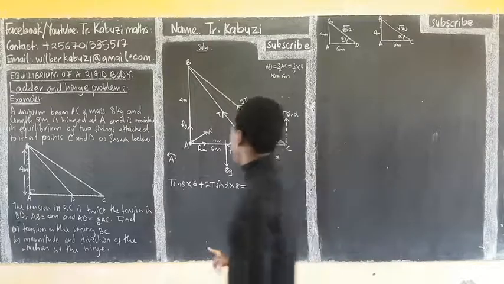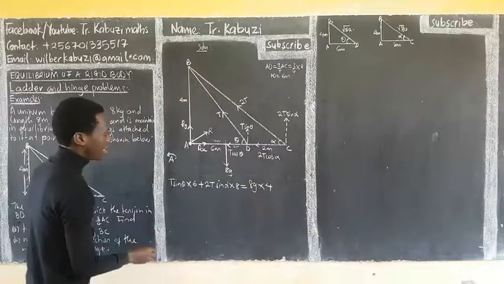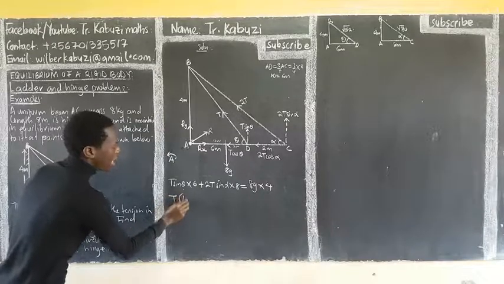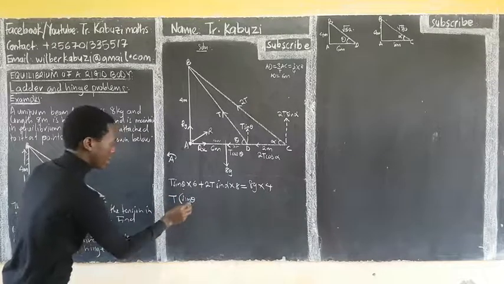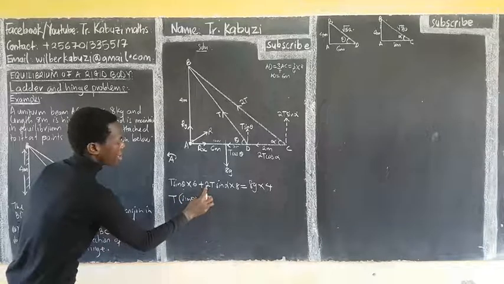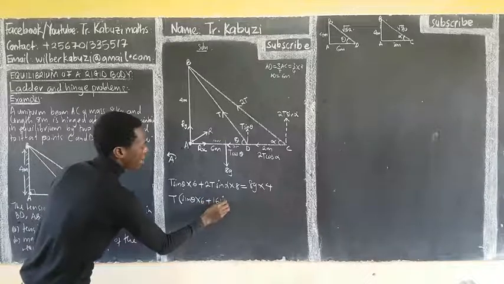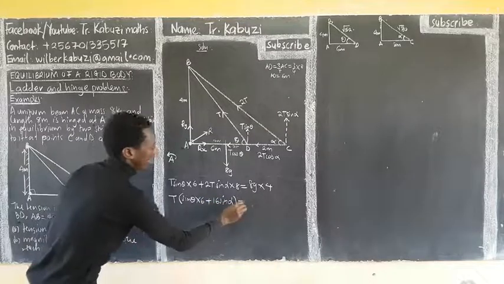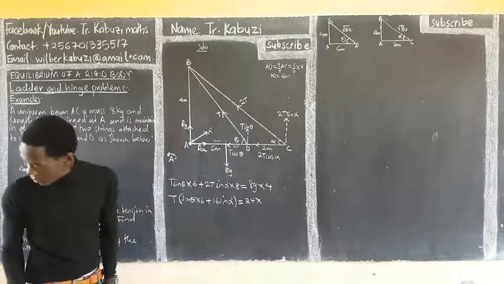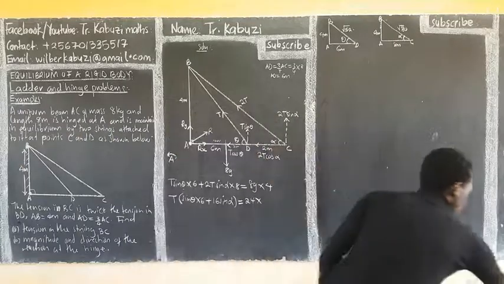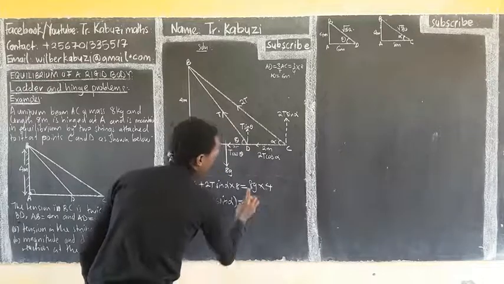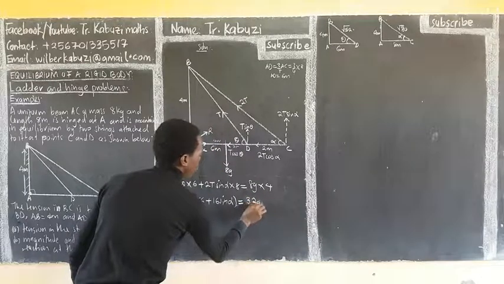So now from here, I can get T. My T is common, so if I factorize out T, I'll be left with sine theta times 6, then plus, this time, 16 sine alpha equaling to 24 times, okay, not 24, that is 32. So I have 4 times 8, 32g.